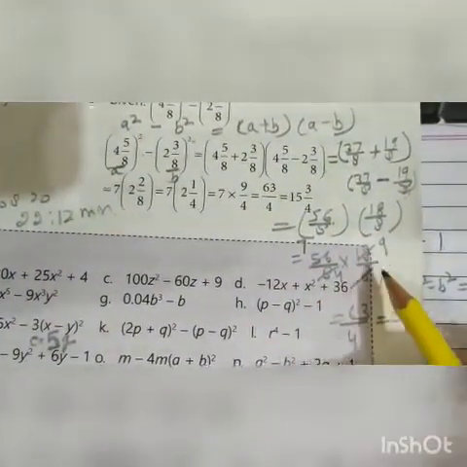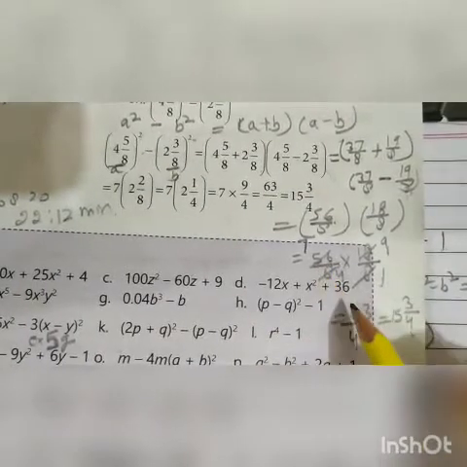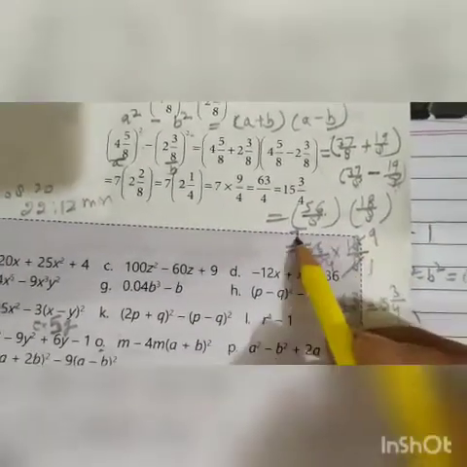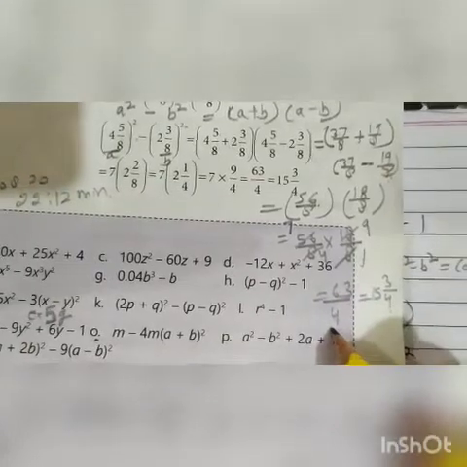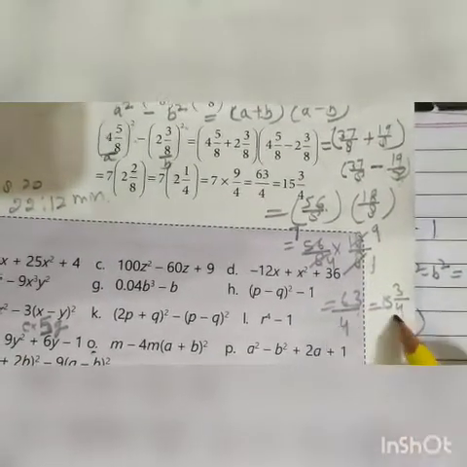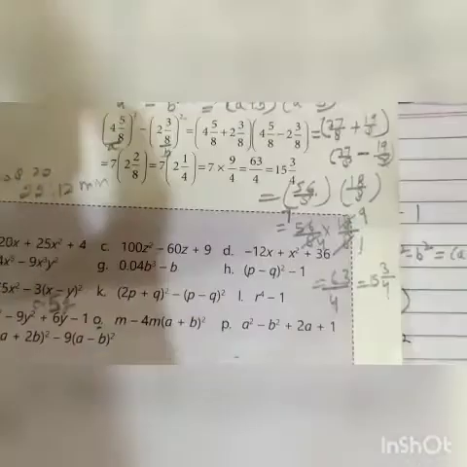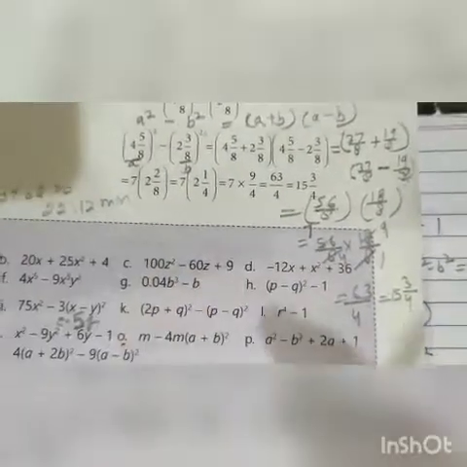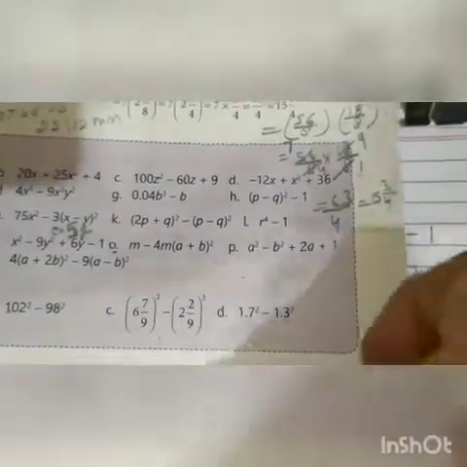56 upon 8 into 18 upon 8. 8 ones are 8, 8 sevens are 56, 2 fours are 8, 2 nines are 18. 7 nines are 63 upon 4. So when we divide this 63 by 4, we get 15 and 3 upon 4. Is it clear? Then come to part D.